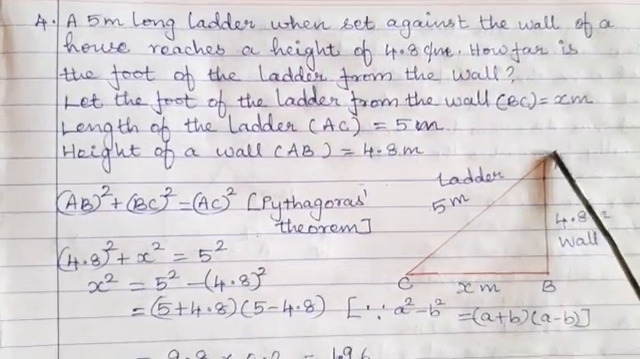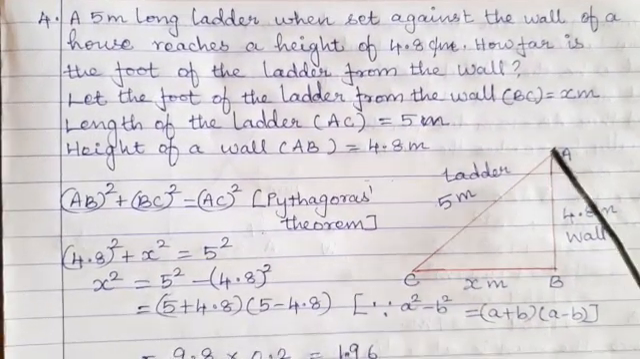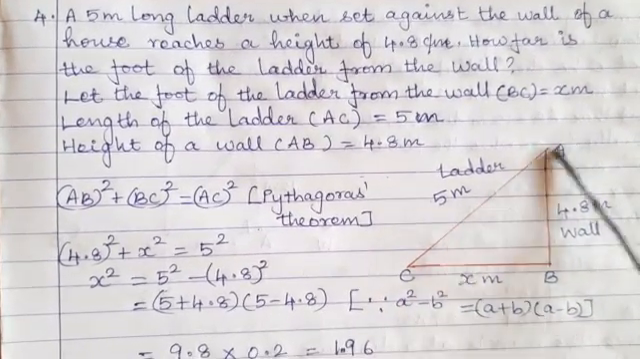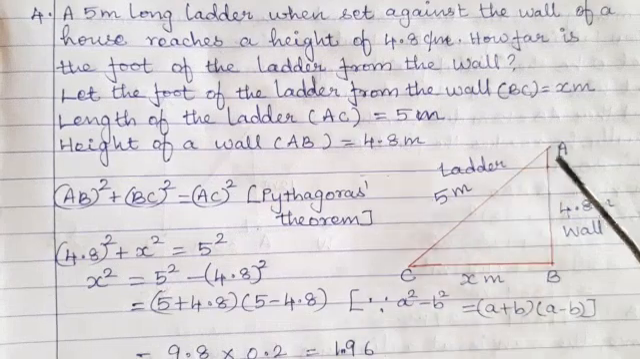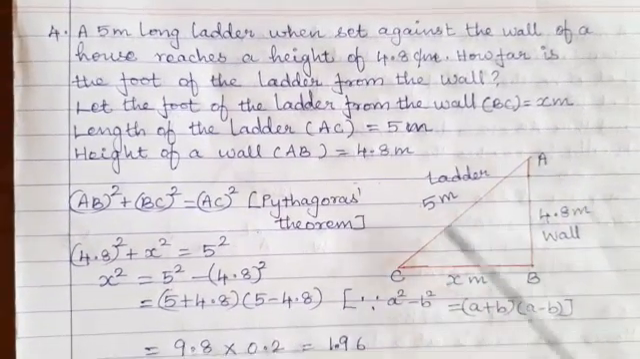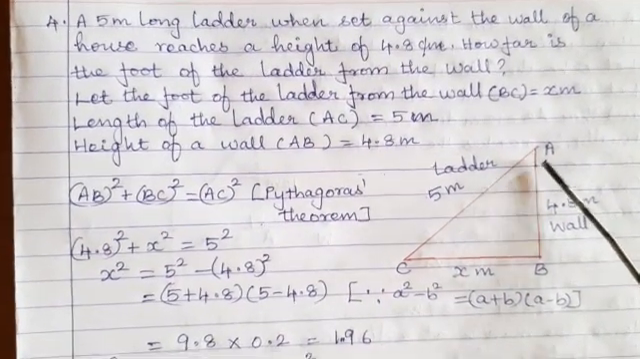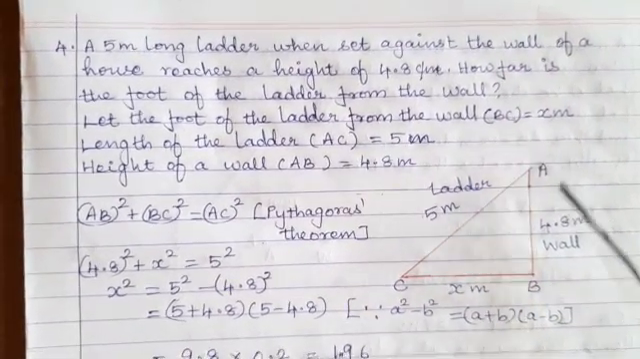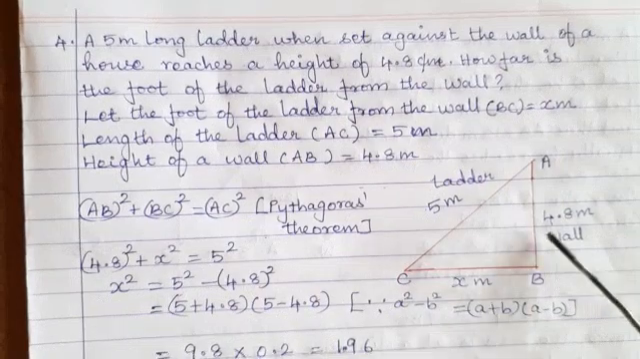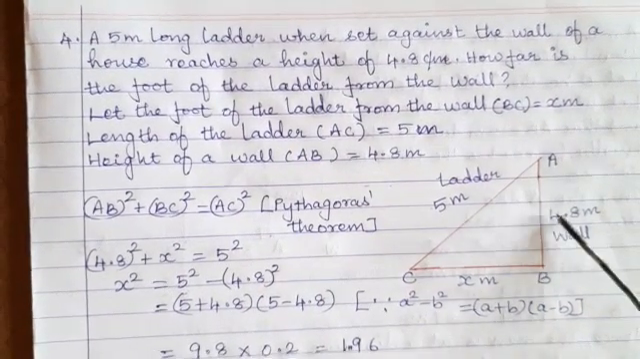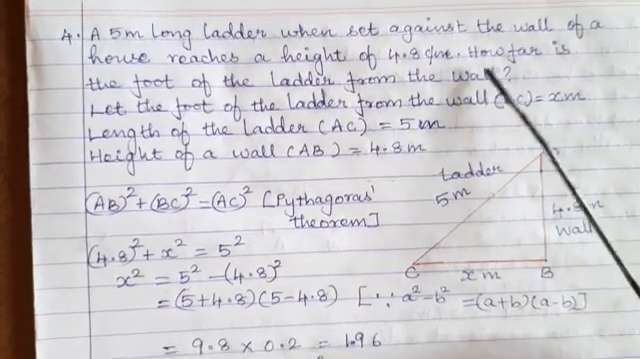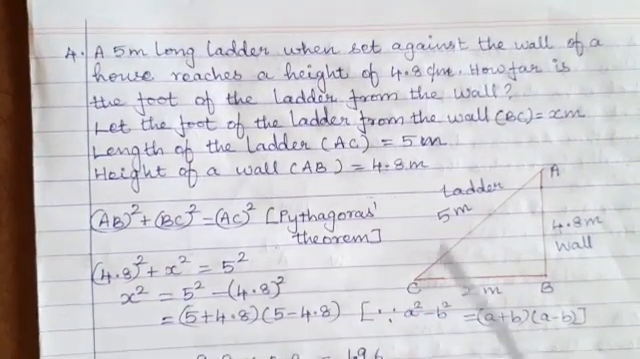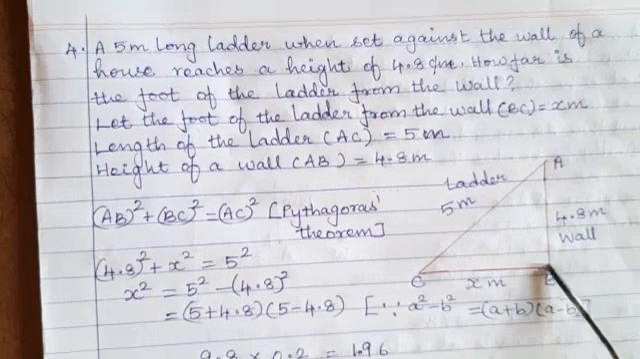So first we will draw one right angle triangle. This is the wall and the ladder is set against the wall, that is like the hypotenuse, 5 meter. So the length of the ladder is 5 meter and the wall of the house reaches a height of 4.8 meter, that is, AB equals 4.8 meter. How far is the foot of the ladder? This is the foot of the ladder, C, and from the wall, this is the base of the wall.